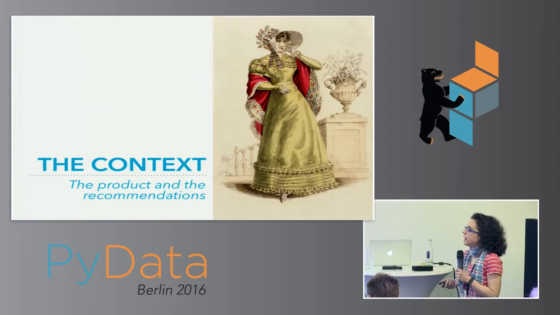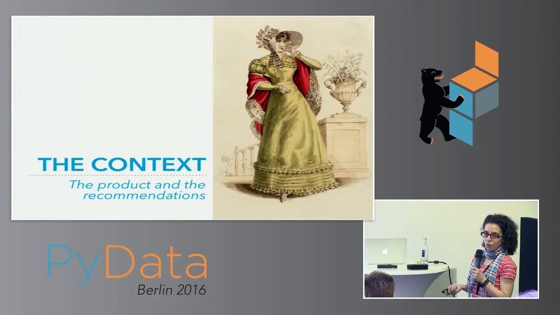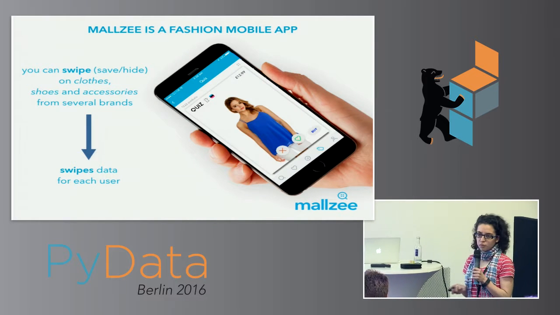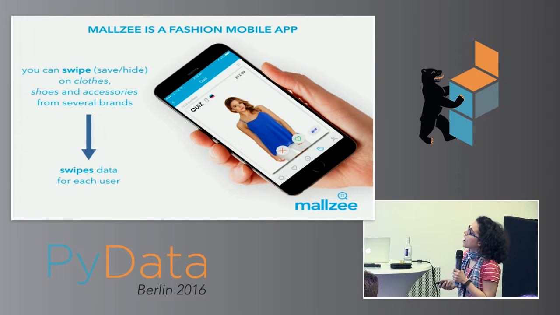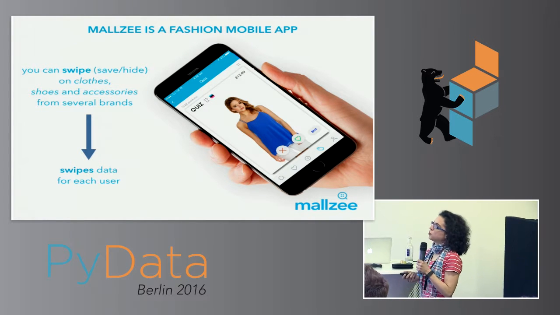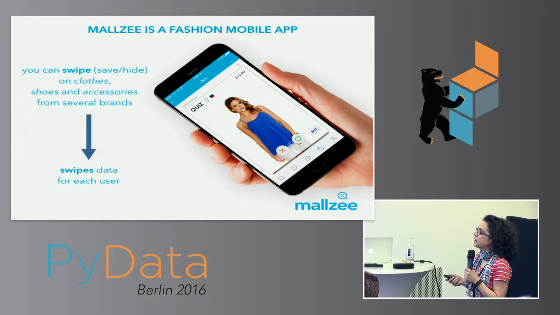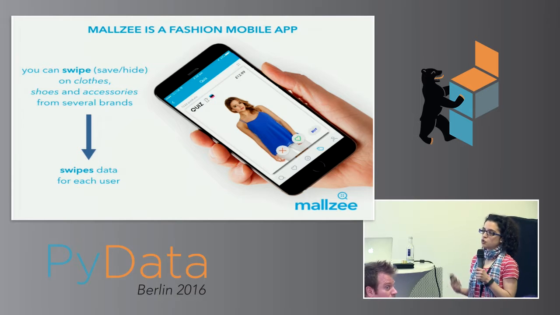So a little bit about the product and the context and why we're doing this in the first place. Mallzee is a fashion mobile application where you can swipe on clothes. So it's known as the Tinder for fashion, because given an image, you can decide that you like it and you swipe right, or you don't like it and you swipe left. We have shoes, accessories, and all sorts of clothing from several different brands. So we collect, as the main source of data, these swipes, which are complex objects.